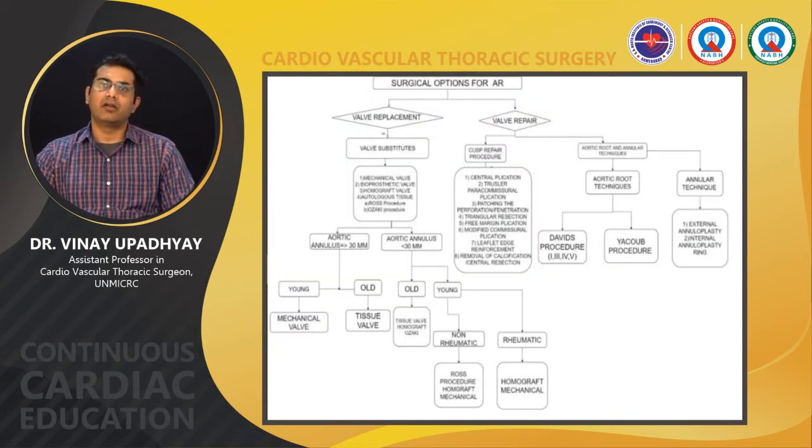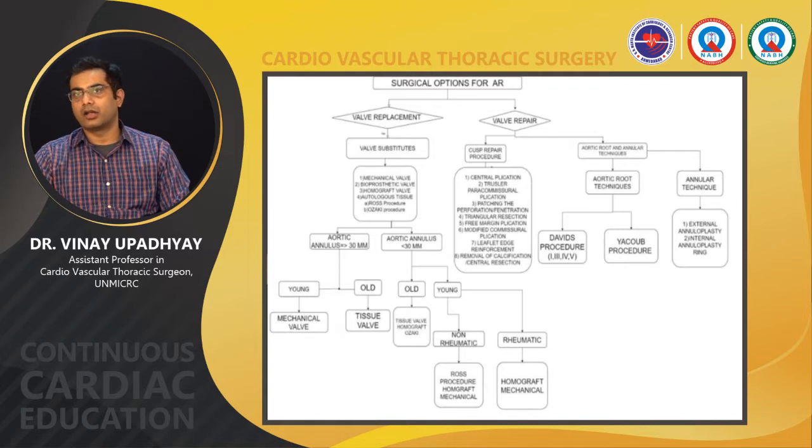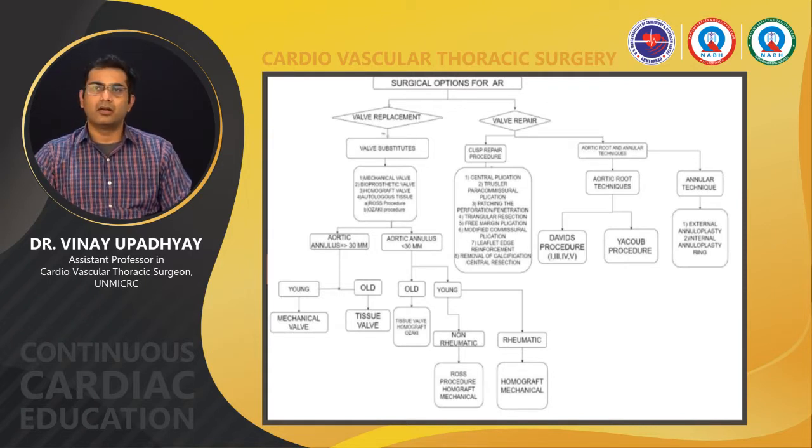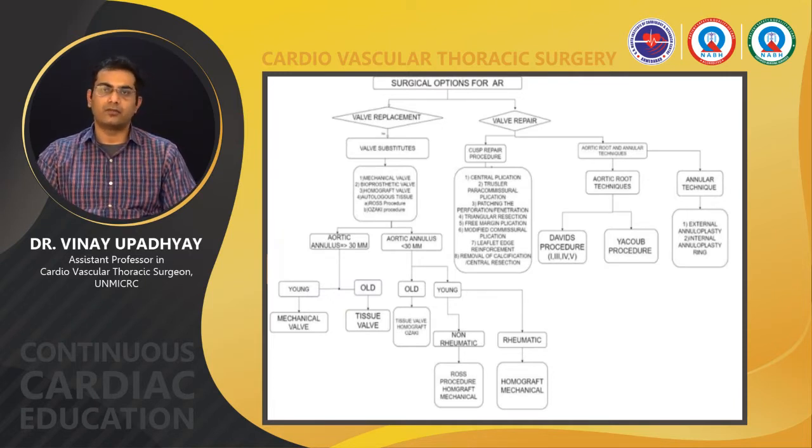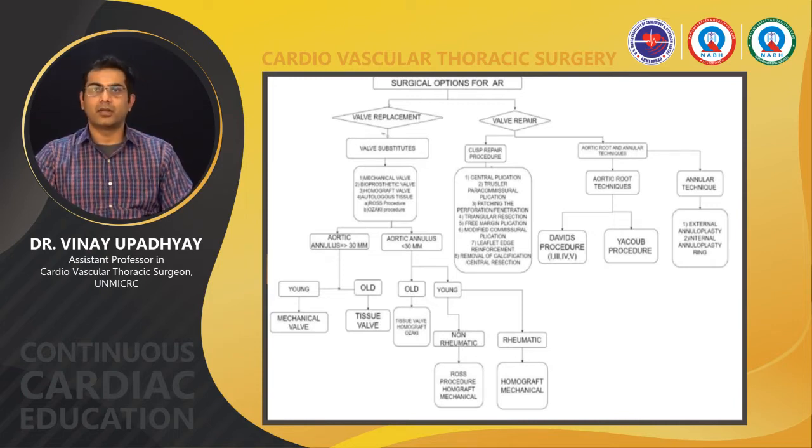These are all valve repair procedures, which can be divided broadly into three categories: cusp repair procedures, aortic root techniques, or annular techniques. In annular techniques, usually external annuloplasty procedures are included. In aortic root techniques, valve sparing procedures are included, like the David or Yacoub procedure. In cusp repair procedures, various repair techniques like central plication or paracommissural plication techniques are included.